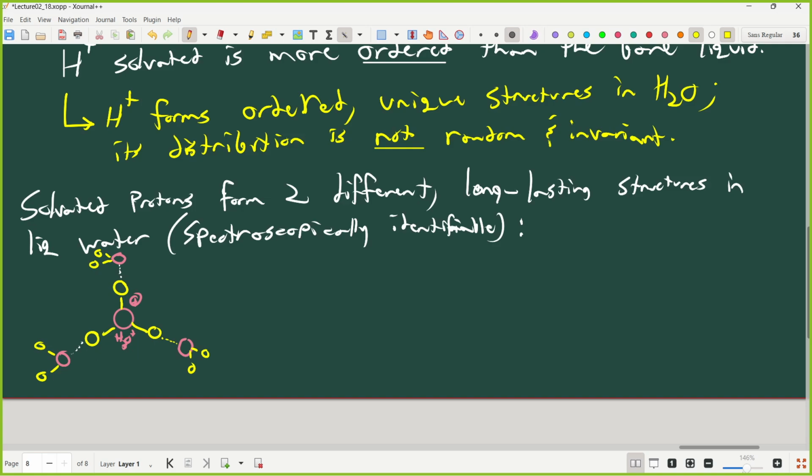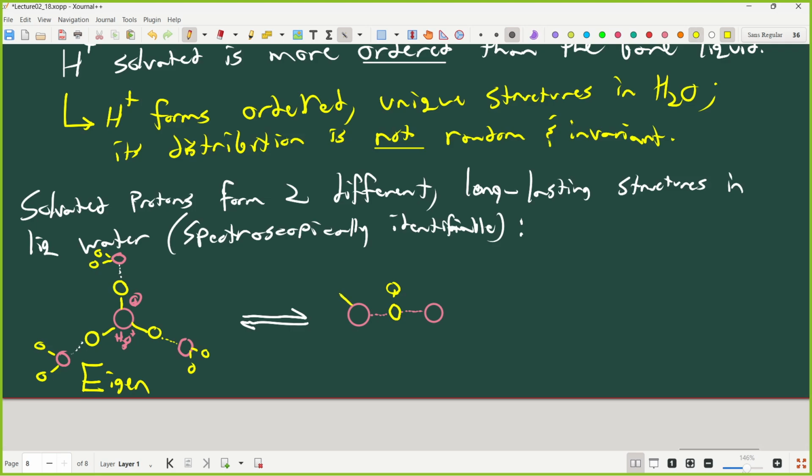This has a very unique name. It's named after its discoverer. It's named the Eigen structure. But it turns out that there's a simpler water structure that also forms in acidic water that is also dominant. So this is equilibrating with another structure where this extra proton is shared between 2 water molecules. It's another type of structure. And there's an additional water here as well by itself. This is called, after its inventor, who is still alive, the Zundel structure.